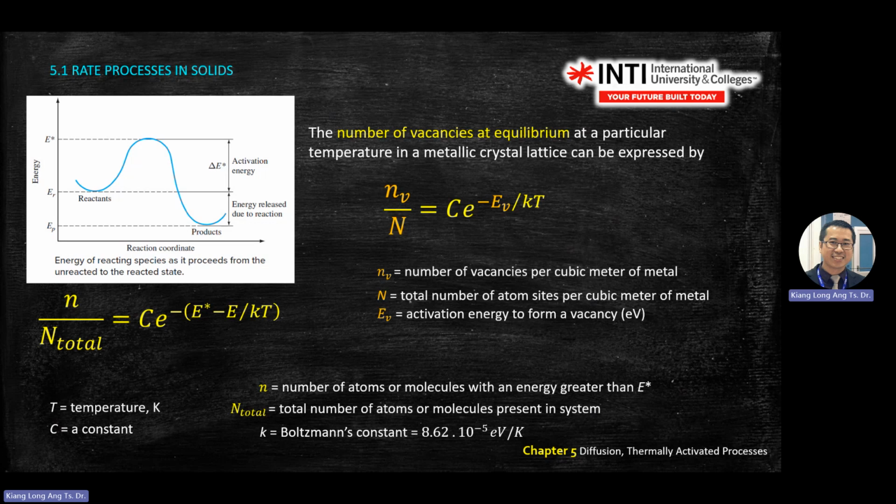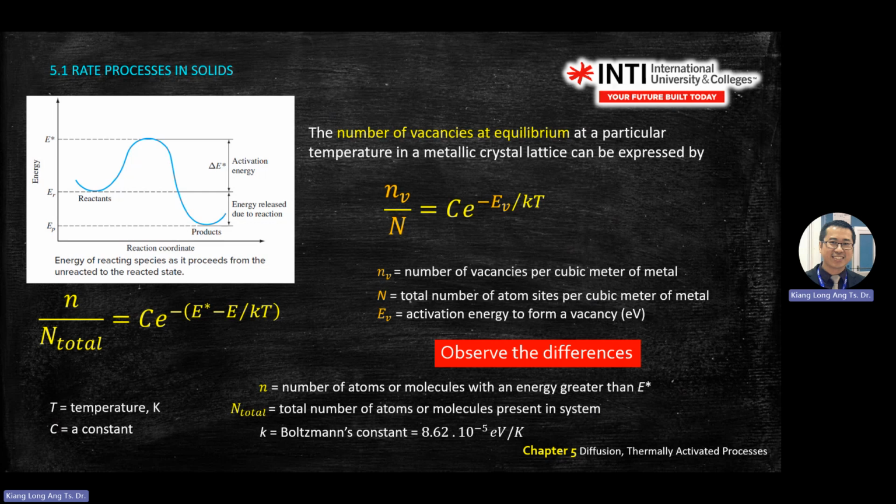So NV divided by N equals C E exponential minus EV divided by KT. This one you learn in the defect chapter. But when you compare side by side, the difference is E star minus E divided by KT. For calculating the number of vacancies, you take EV instead of E star minus E divided by KT. So just put them side by side so you observe the differences. Don't use the wrong equation when you solve this kind of question.